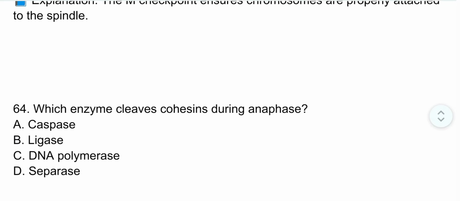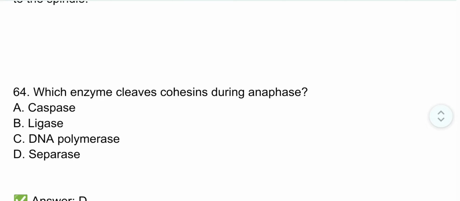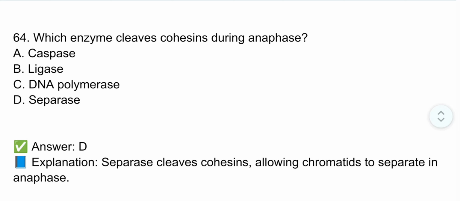Question number 64. Which enzyme cleaves cohesin during anaphase? The correct option is option D. Separase. Separase cleaves cohesin, allowing chromatids to separate in anaphase.